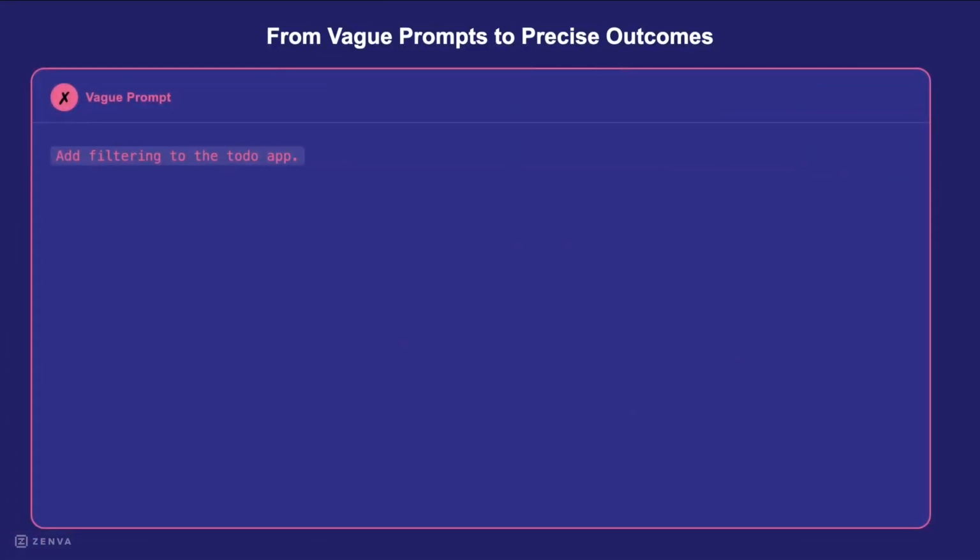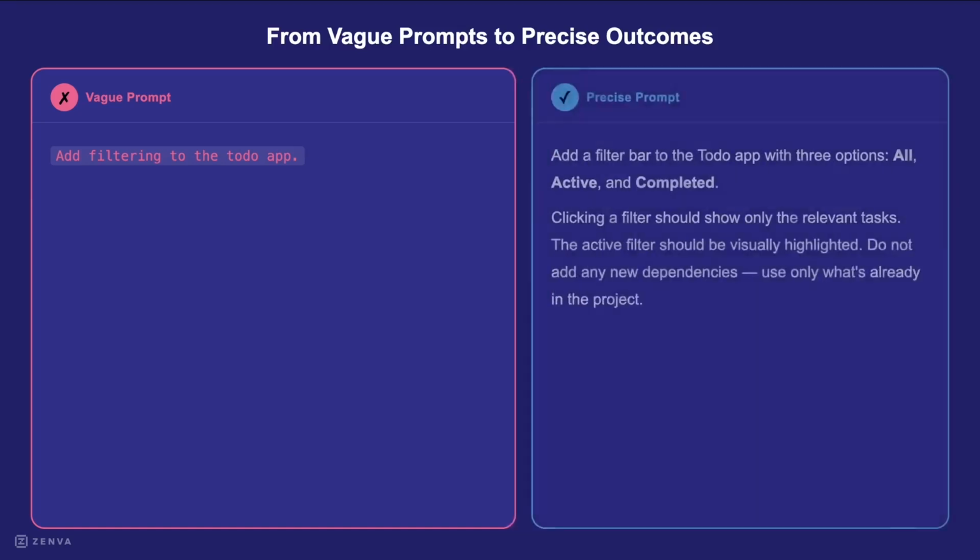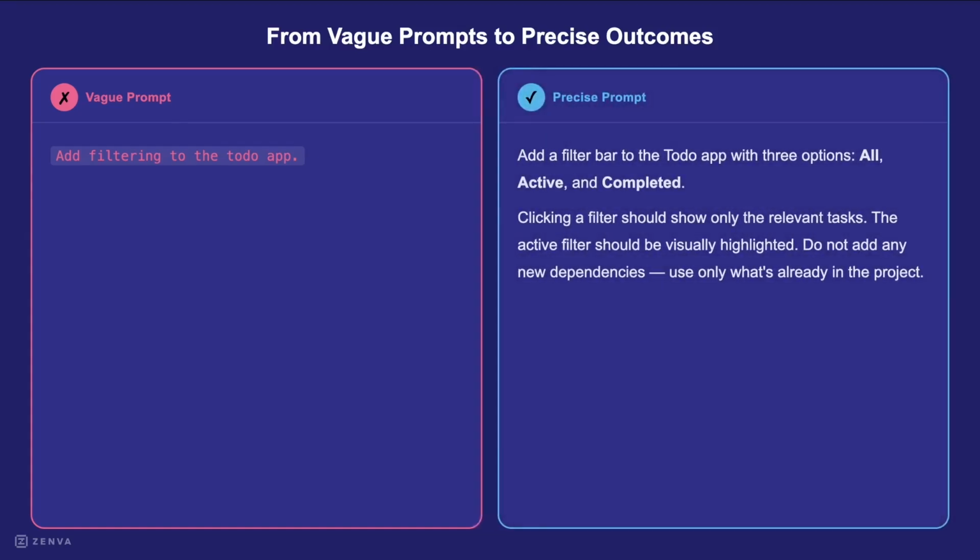With your safe commit ready, your next step is defining the task for Claude. Many start with a broad instruction like add filtering to the to-do app, but this is too vague, often leading to unexpected results. Instead, be specific and focus on the outcome in your prompts. This precise prompt defines a filter bar with options like all, active, and completed, detailing how it works and looks. It even sets rules like avoiding new dependencies to guide Claude well. This detail helps Claude deliver exactly what you want, getting you the right results the first time.